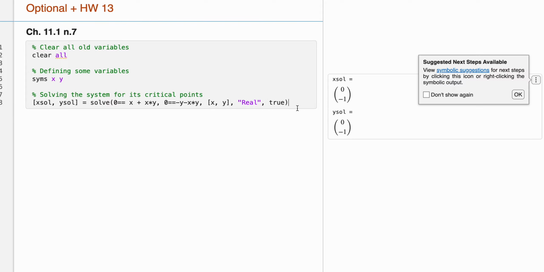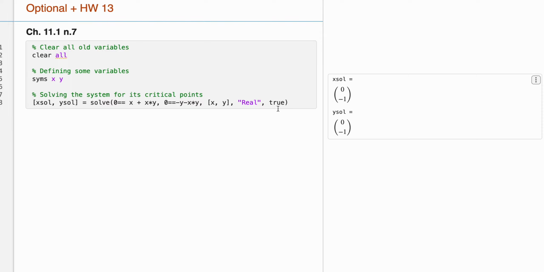Since we didn't put a semicolon here, we're going to get the answers. These are going to be pairs. So the first entry here is going to be with the first entry here, and the second entry here is going to be with the second entry here. If you had any doubts, you could check, let's say this one, or we could check both. Let's say we want to check both. So I'm going to copy them.